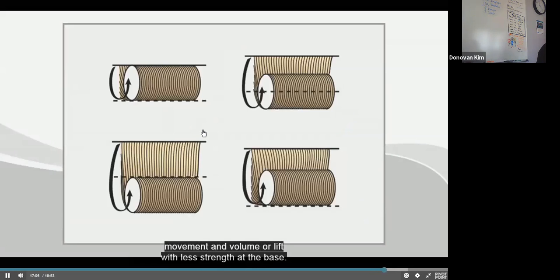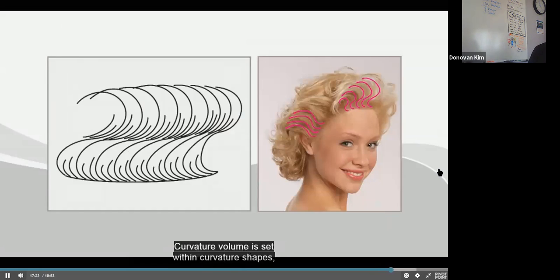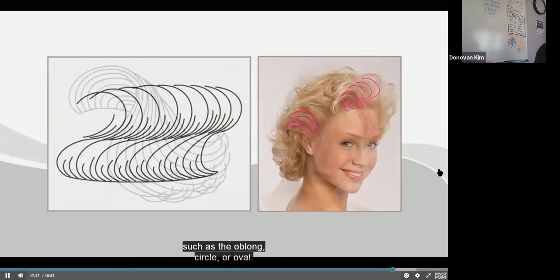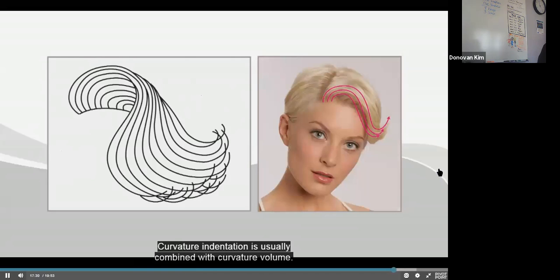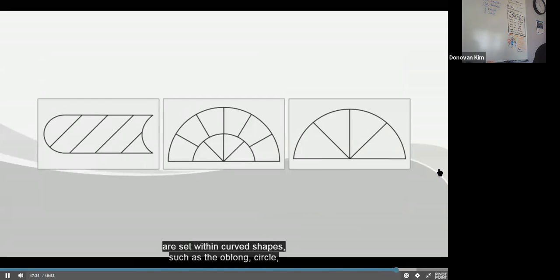With indentation, the position of the tool and the size of the base influence the amount of hollow space or flatness. Tool position also influences the strength of the base and mobility of the curl. Refer to your course book to see a complete chart of straight indentation tool positions. Curvature volume is set within curvature shapes, such as the oblong, circle, or oval. Curvature indentation is usually combined with curvature volume. Both curvature volume and indentation are set within curved shapes, such as the oblong, circle, or oval.